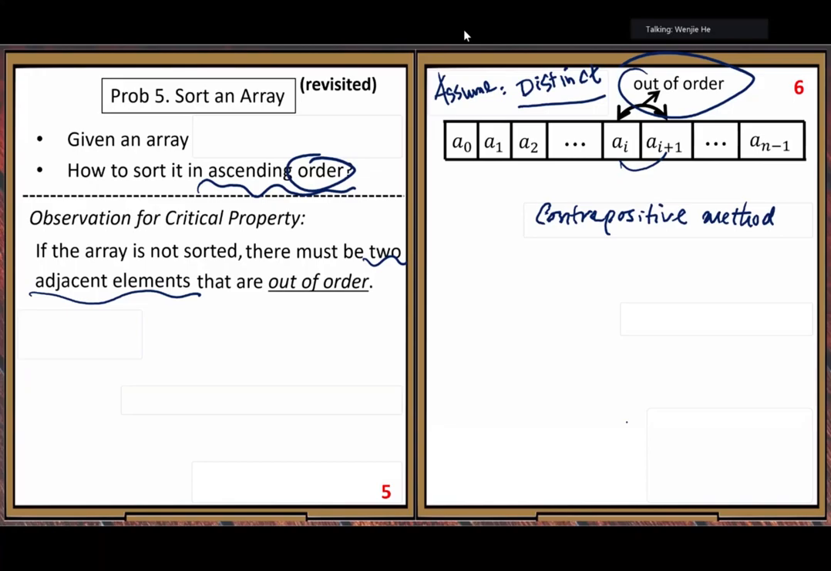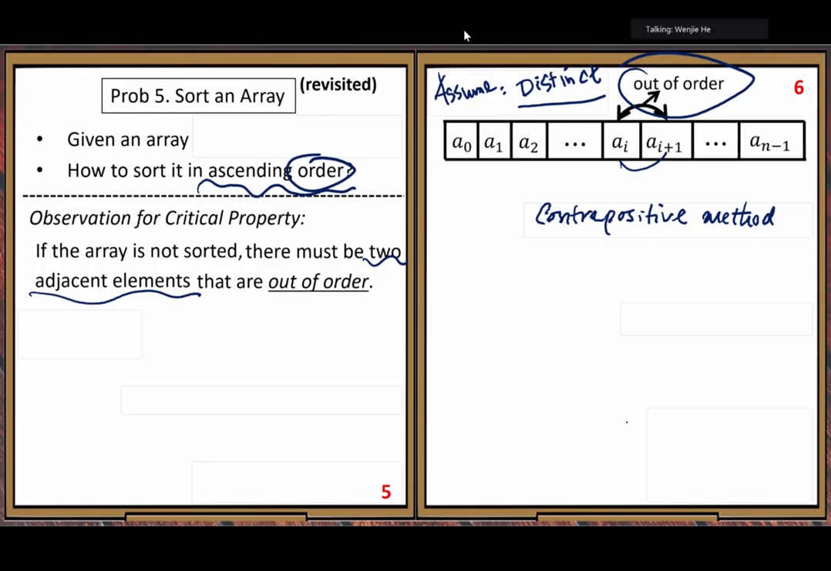In this way, let's apply the contrapositive method here. So this is the conclusion, and this is the condition. Condition, conclusion. Our goal is to show the conclusion is correct. Now, let's assume the conclusion is wrong.